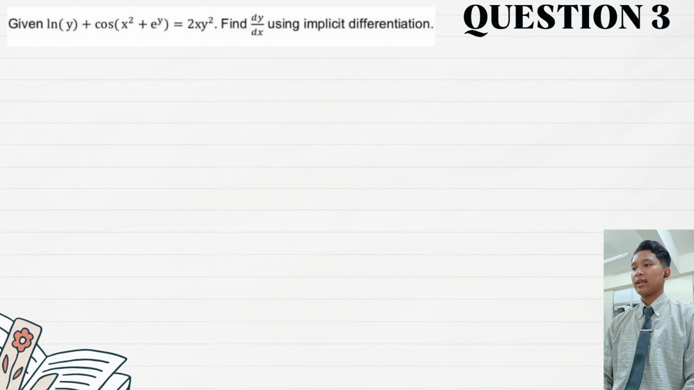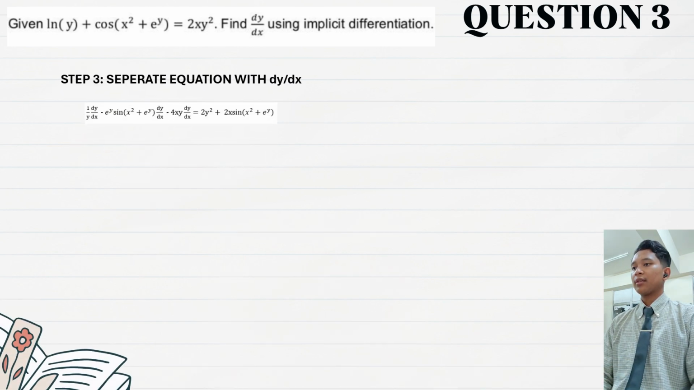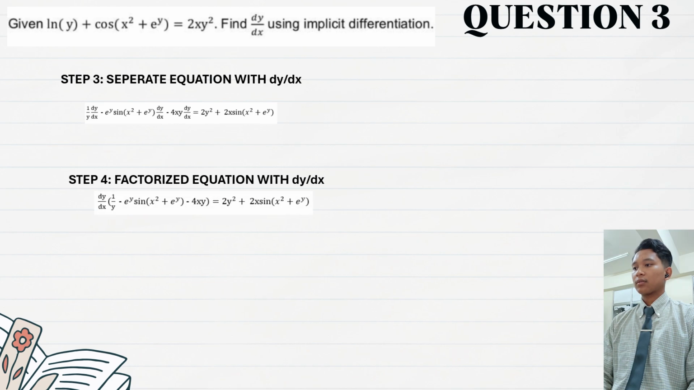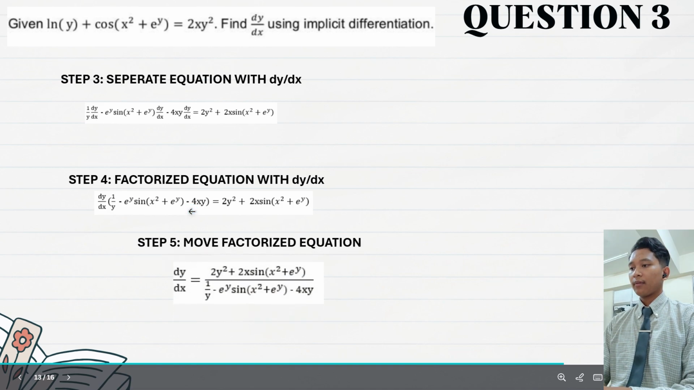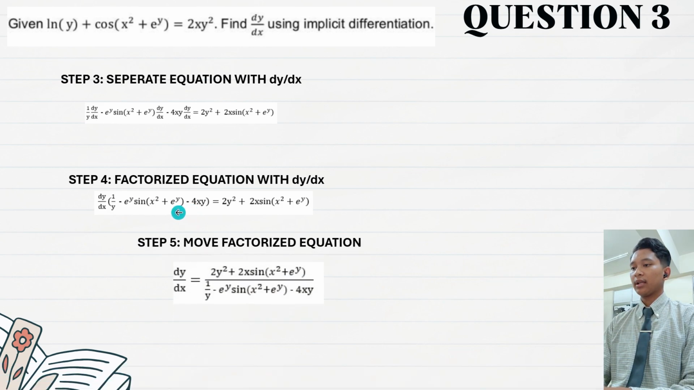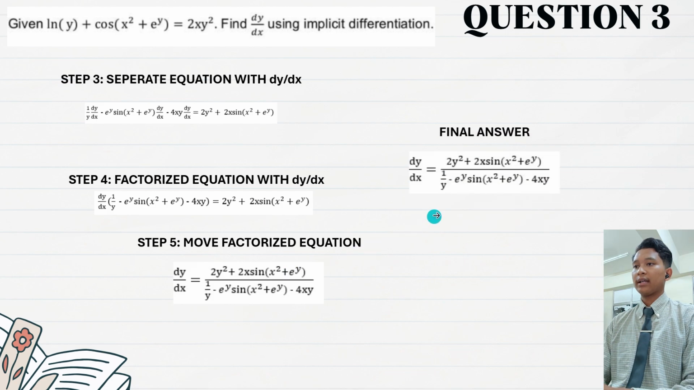Next, for the third step, we need to separate equation with dy over dx into the left side and move everything that doesn't have dy over dx to the right. So for the fourth step, factorize the equation, and this is what we are going to get. And 5, move the factorized equation to the right. We are going to get fraction, and this is also our final answer.